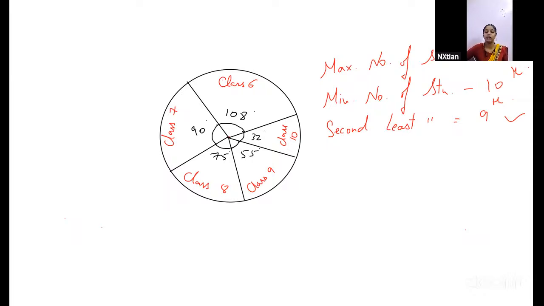Then when I ask you which classes have the same number of students or same strength, you will tell me class 6 and class 8. So when such a situation comes, don't get confused. It is possible that in a pie chart, two angles can be the same. But one thing that remains the same for every question is that the total of all the angles will come to 360 degrees, because the whole circle is a 360-degree angle. Any doubts till now?